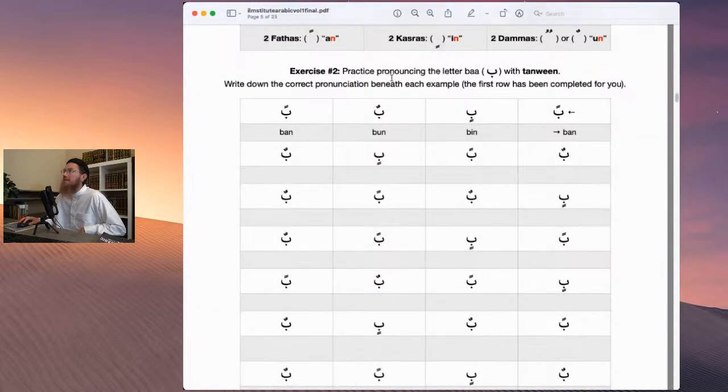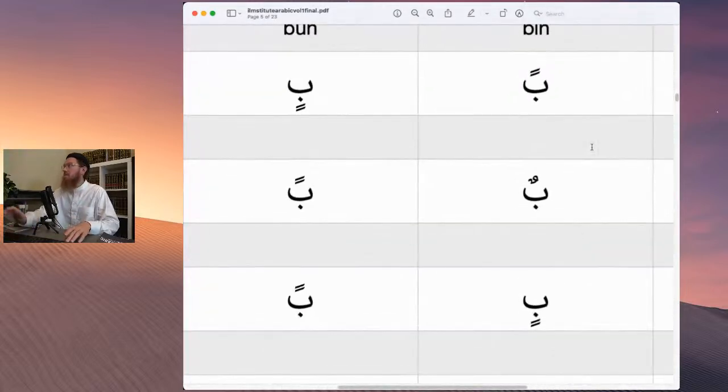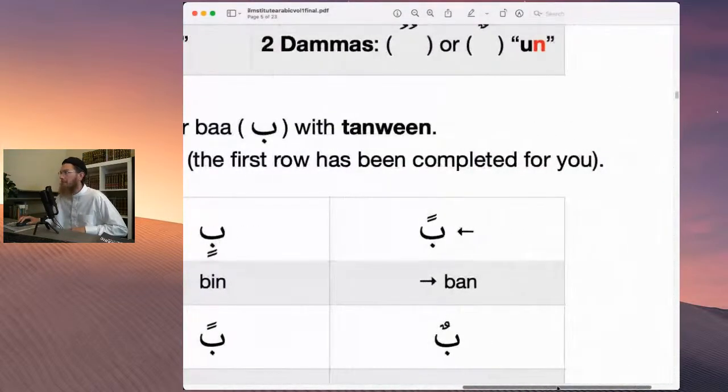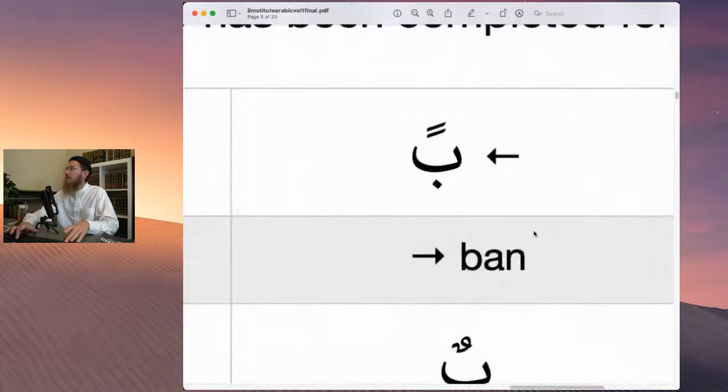Exercise 2. Practice pronouncing the letter ba with tanween. Write down the correct pronunciation beneath each example. The first row has been completed for you. This is very simple. If this is too easy for you, just wait till we proceed because it starts getting more compounded very quickly. This is the letter ba. You're going to write a B for the letter ba. This has two of which harakat? Tell me in the chat.